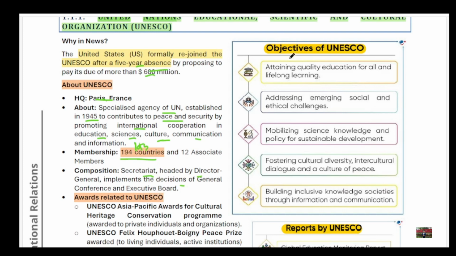So what are a few of the objectives of UNESCO? The first and foremost objective is attaining quality education for all and lifelong learning, right? The second one is addressing emerging social and ethical challenges. The third one is mobilizing science, knowledge, and policy for sustainable development. The fourth one is fostering cultural diversity, intercultural dialogue, and a culture of peace. The fifth one is building an inclusive knowledge society through information and communication.